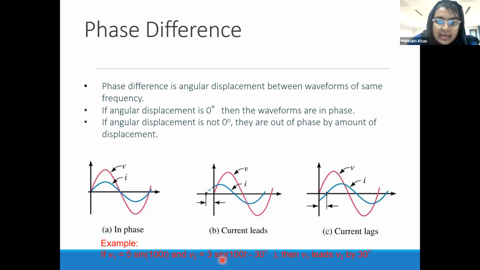So let's say if this is your sine 100t, then it starts 30 degrees before your sine 100t, then this will be your 100t minus 30. So 30 degree is actually this angle that will tell us how much difference these two signals are.